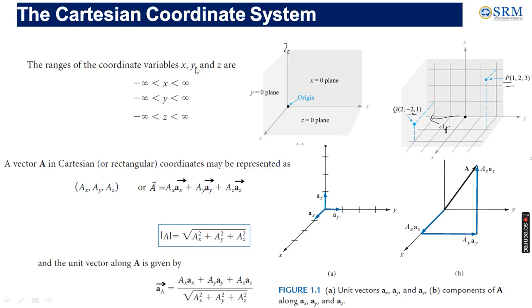The coordinate variables are x, y, and z. So these are the coordinates: x-axis, y-axis, and z-axis. All are placed mutually perpendicular to each other, and they range from minus infinity to plus infinity. Suppose I have defined a point P here. Here all the coordinates have positive values. Whereas here, since it is along the negative y-axis, the value for the y position is -2.